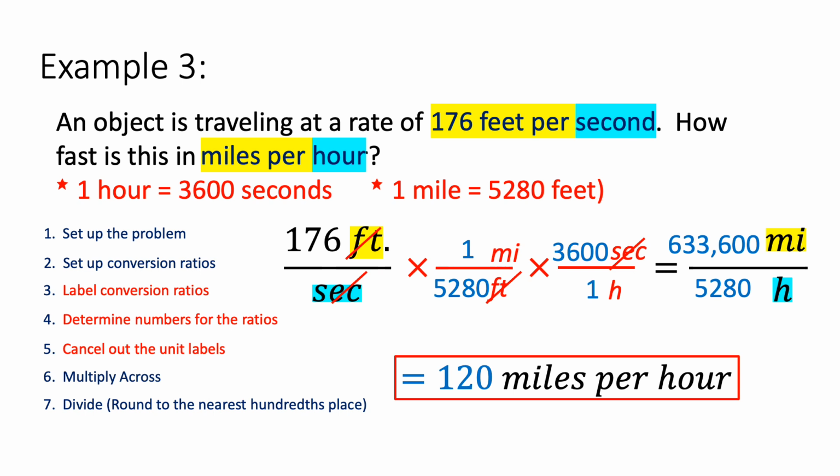In that problem, we had two conversion ratios that we needed to multiply. The most important part here is making sure that we set up our labels correctly before multiplying across.